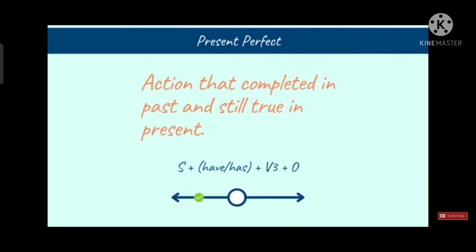Let's quickly revise the present perfect tense. If an action that was completed in the past and still true in the present, then we use present perfect tense. The structure of sentence is subject plus have or has plus verb's third form plus object. The position of this tense in the timeline is such that it was completed in the past and still true in the present.